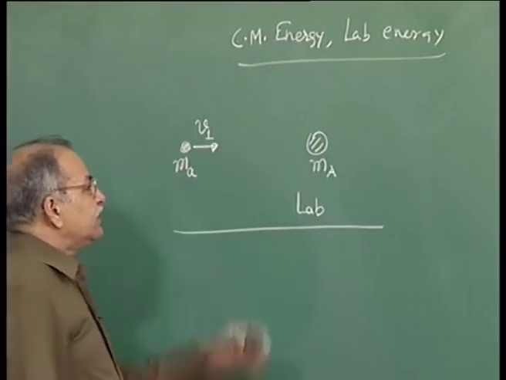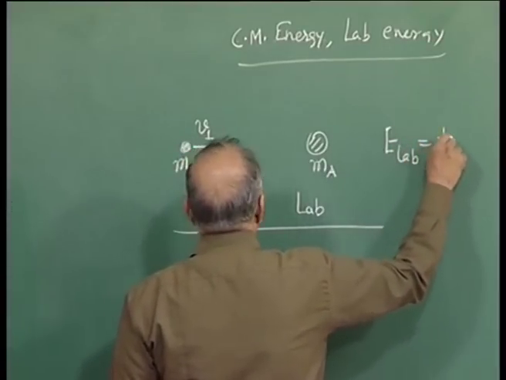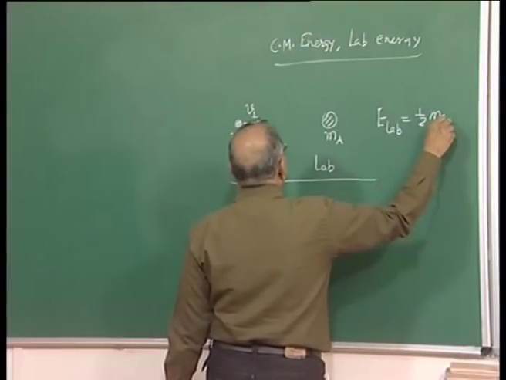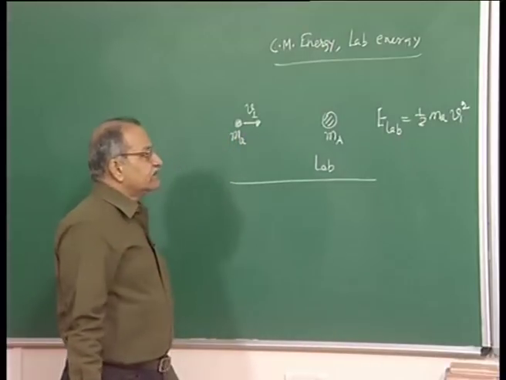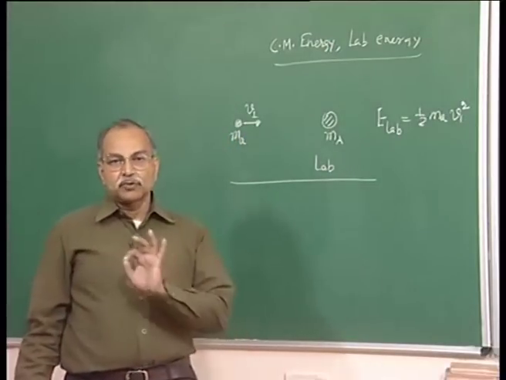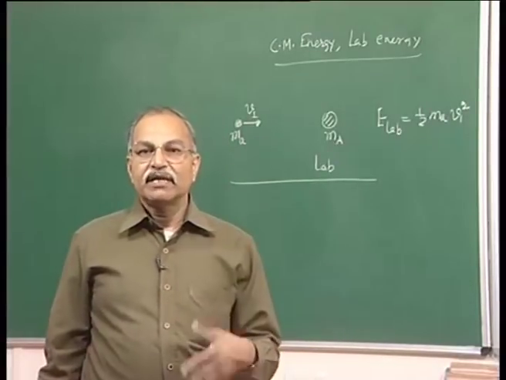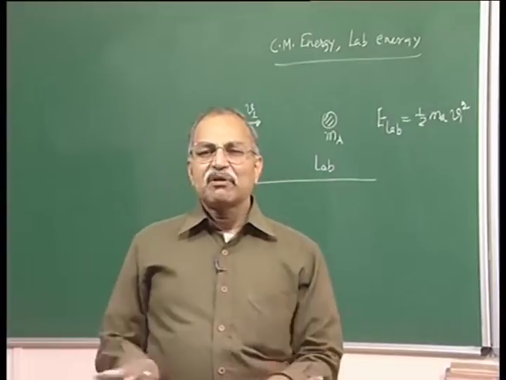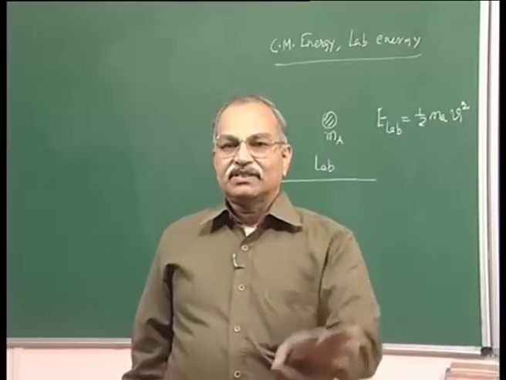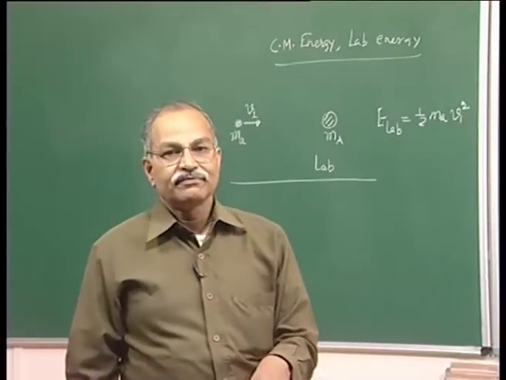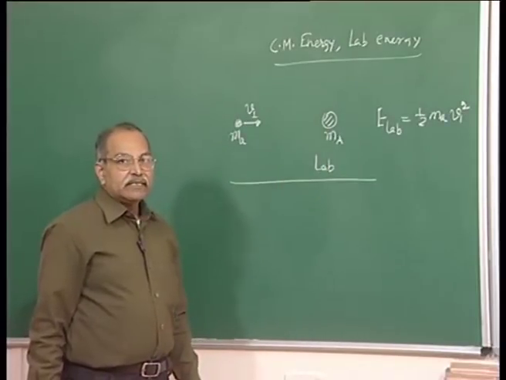Now, the energy in the lab frame is half m a v 1 squared, talking non-relativistically. Even if you have a proton as the incident particle, the rest mass energy is some 938 mega electron volts, and most of the typical reactions that we have in mind are say a few MeV. So, non-relativistic expressions are okay. So, that is the energy in the lab frame.